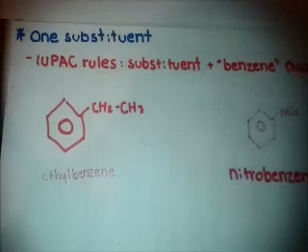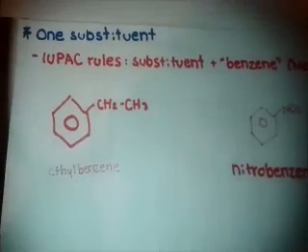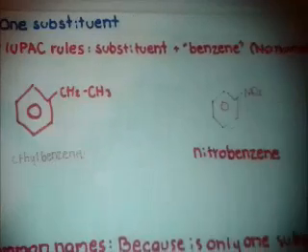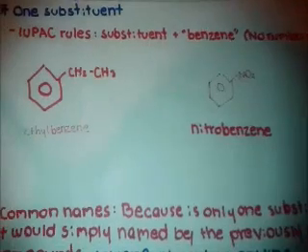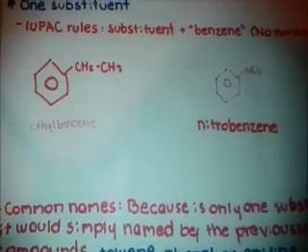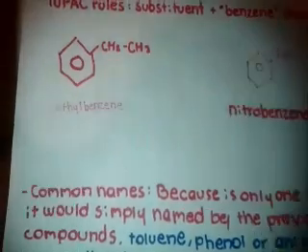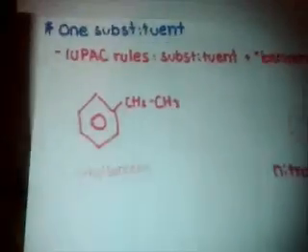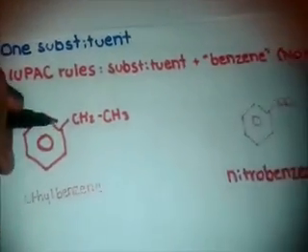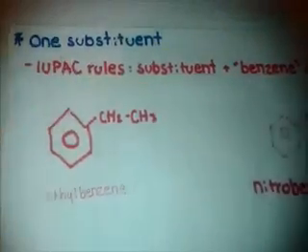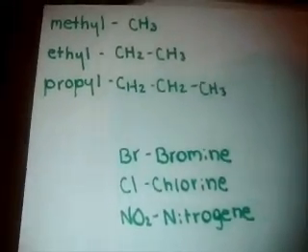Let's start with one substituent aromatic compound naming. The IUPAC rule says substituent plus benzene. No numbers, because it only has one substituent and we don't have another reference substituent. In this case, the structural formula is the normal hexagon with a ring and says CH2 CH3. That means that it is ethyl. So it will be ethylbenzene.